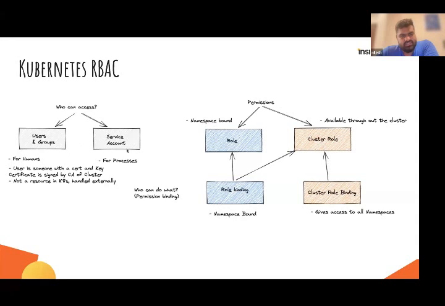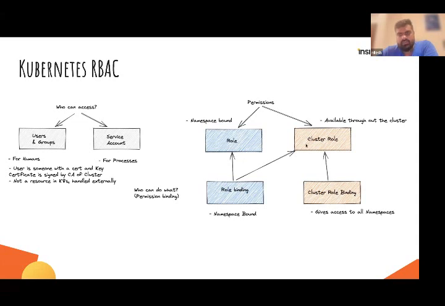And then service accounts are basically for processes, like when you're running certain containers or pods that talk to the Kubernetes API. That's where service accounts come into play. And how permissions work is, Kubernetes has something called roles and role bindings. Normally a role is namespace bound, and a role binding is also namespace bound.